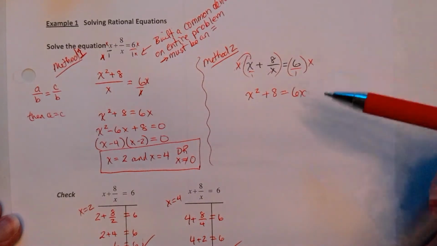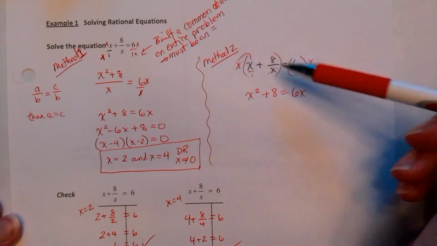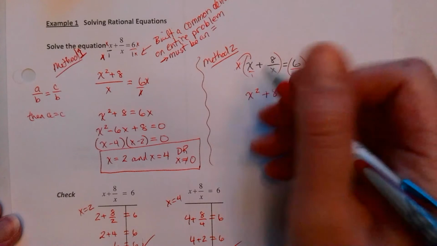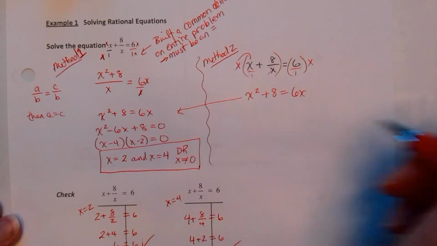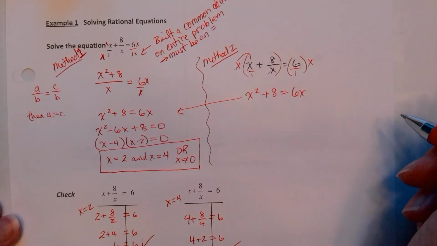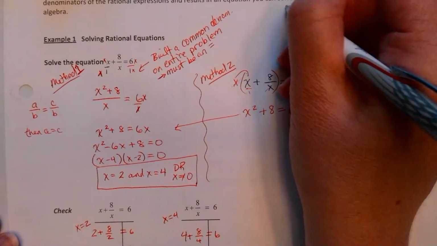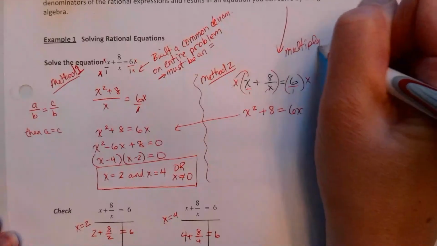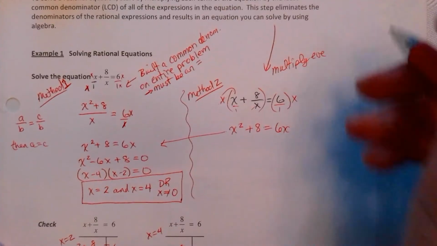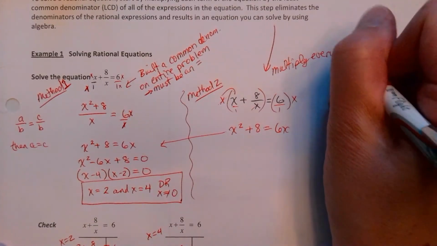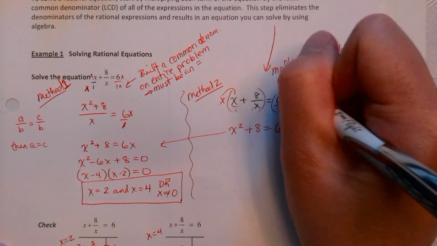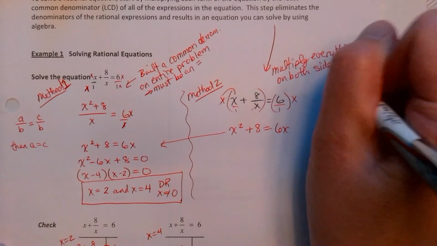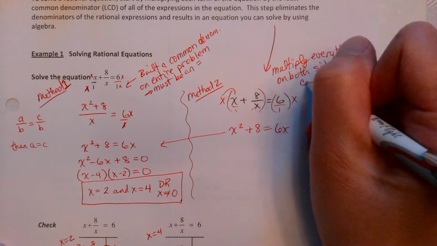It doesn't shortcut it that much. I still have to build the top. I'm just not showing the denominator. And so you can see that I get the same thing and I would solve it the same way. So the shortcut method 2 is when you multiply everything, and that's important, multiply everything on both sides by your common denominator.